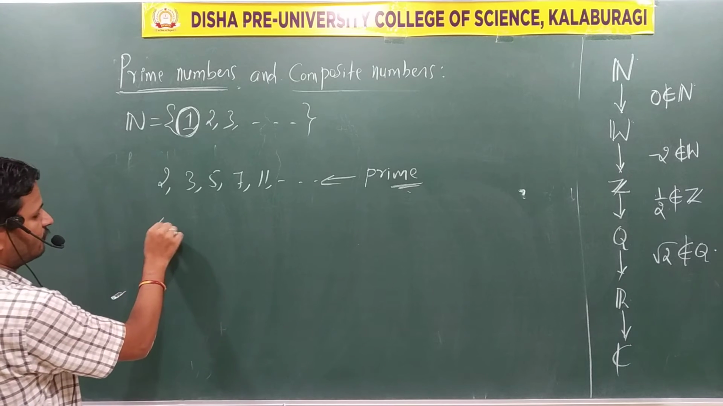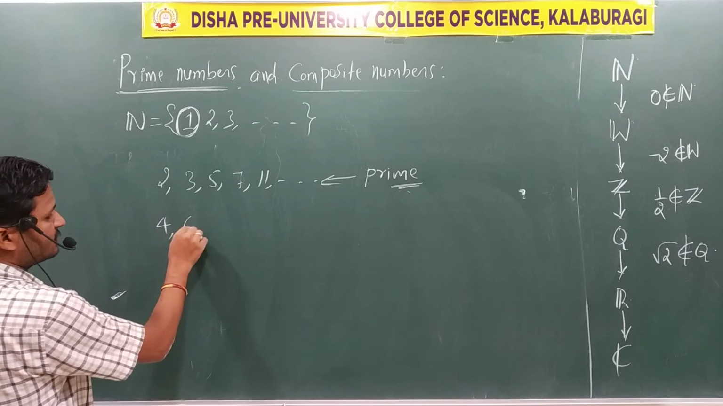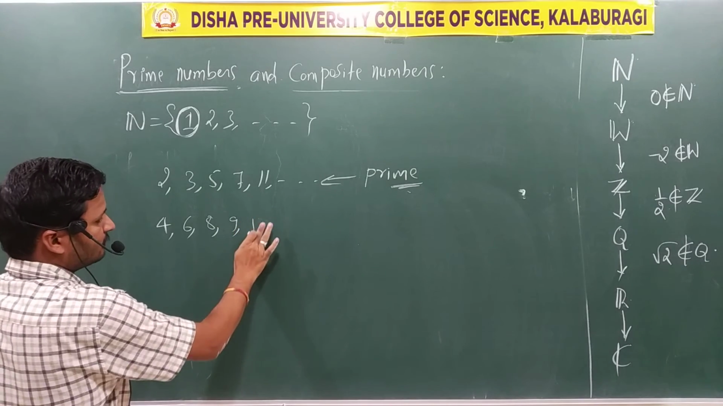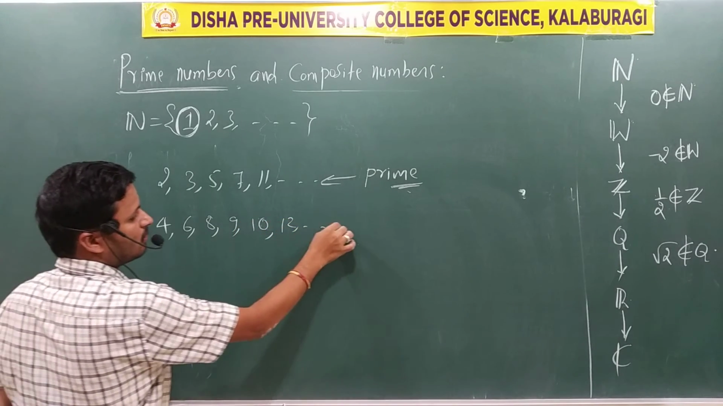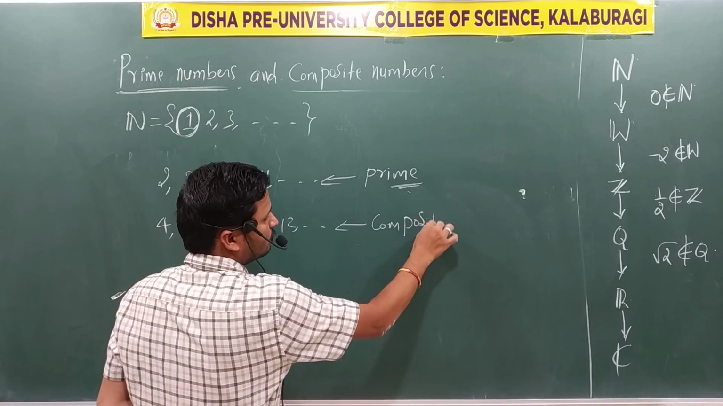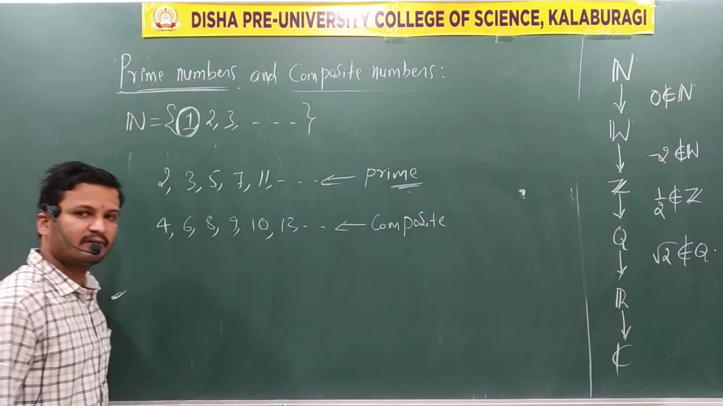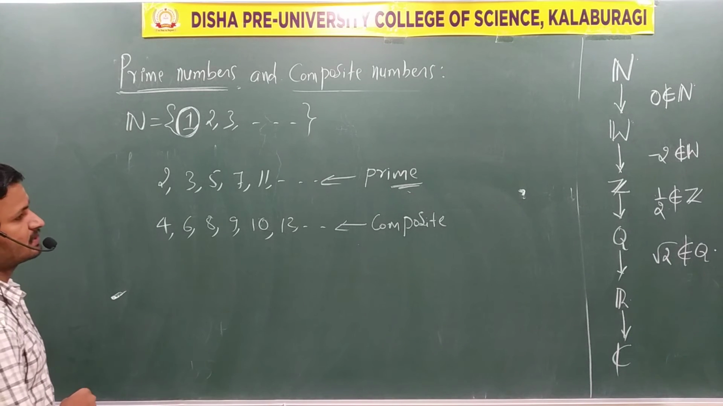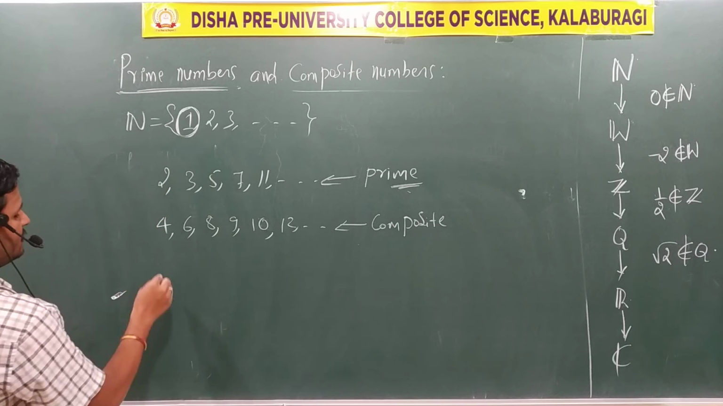Next, 4, 6, 8, 9, 10, 12. These are all composite numbers because their divisors are 1 and itself, along with some other divisors. Okay? Yes. Next, here 1 is there.